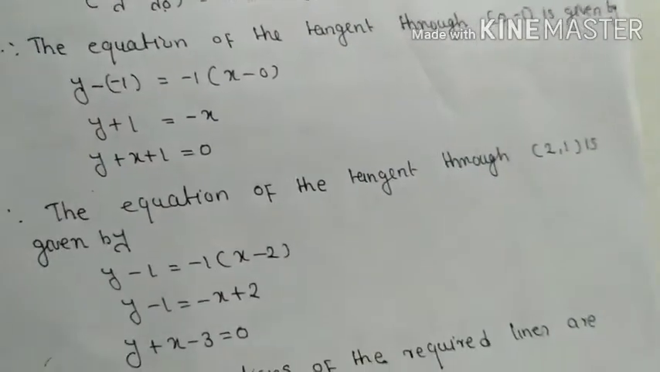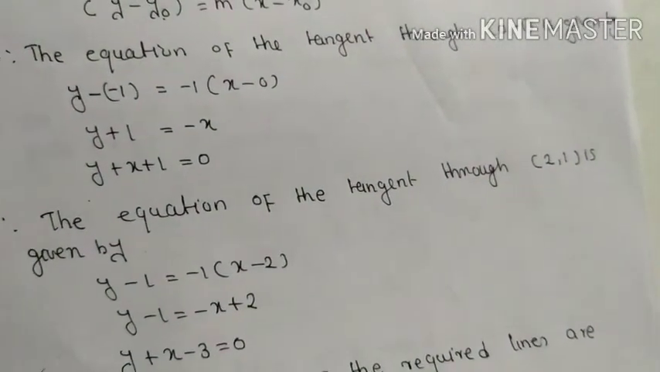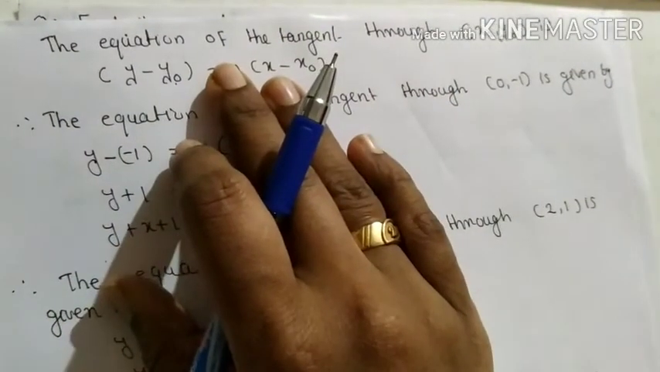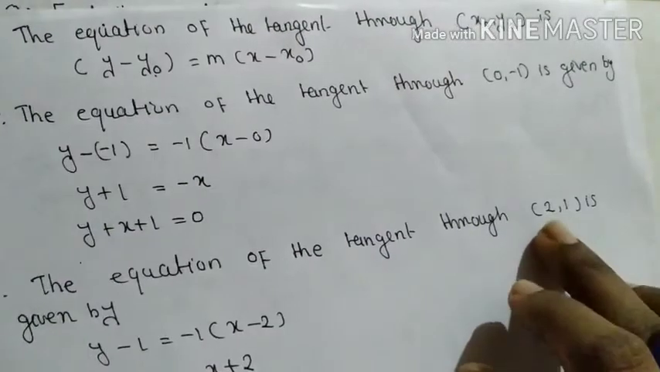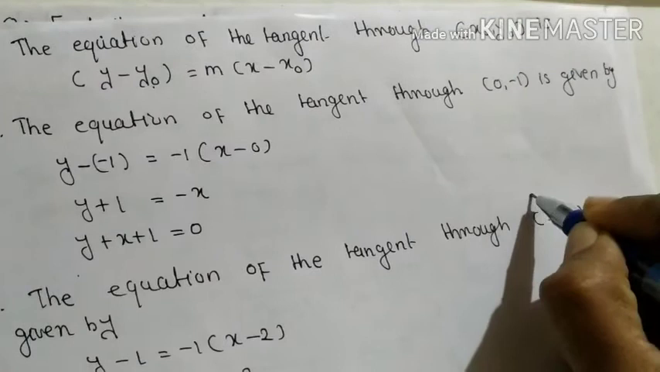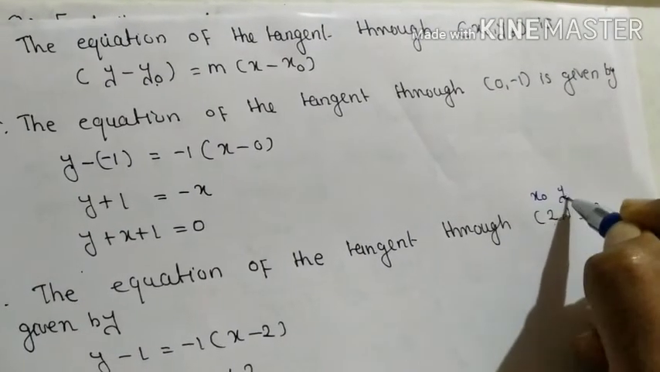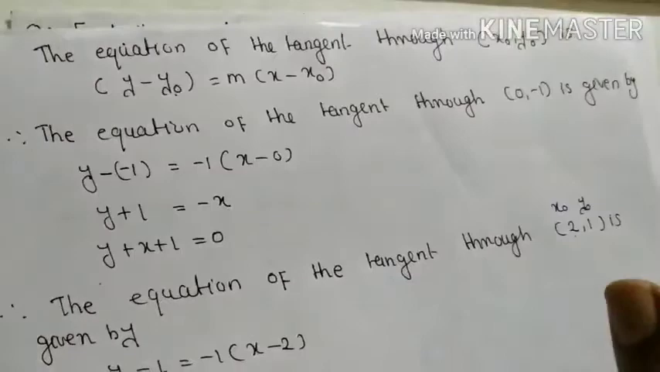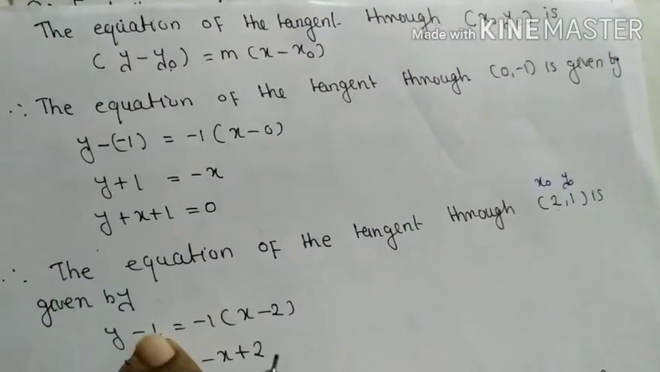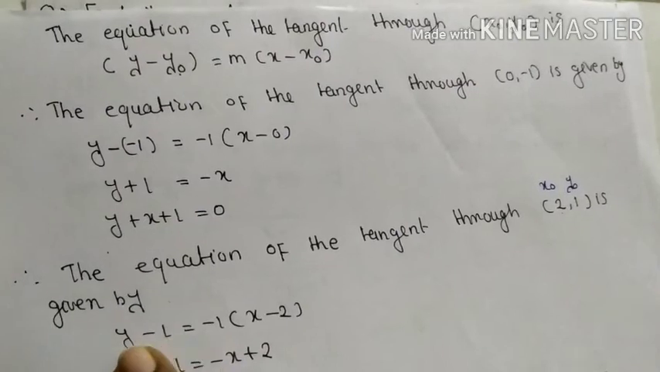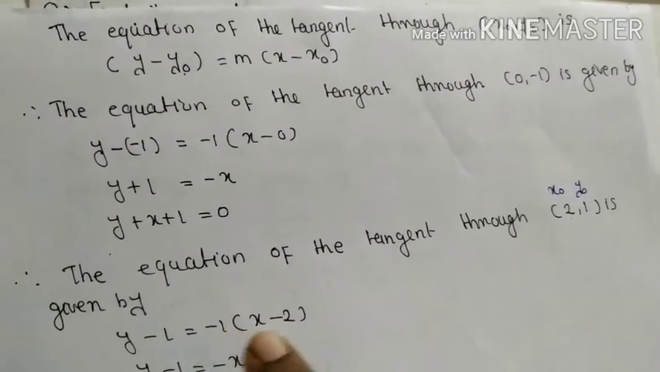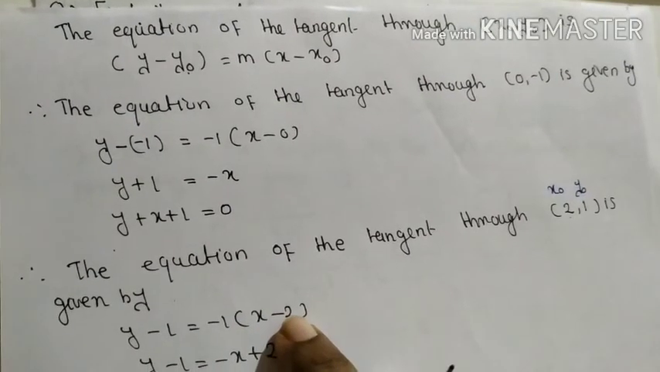Next, I am going to substitute the next point in the equation of the tangent. Here the second point is (2, 1). Here x0 is 2 and y0 is 1. Substituting the values of x0 and y0 here, we get y minus y0, that is y minus 1, equal to the slope, which is again minus 1, into x minus x0, where x0 is 2.